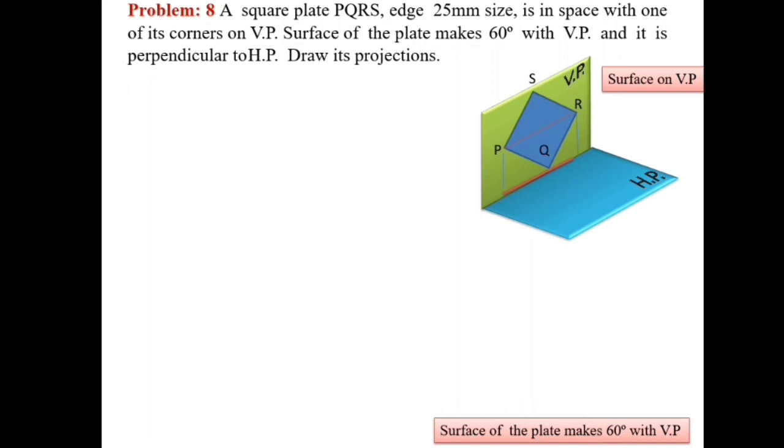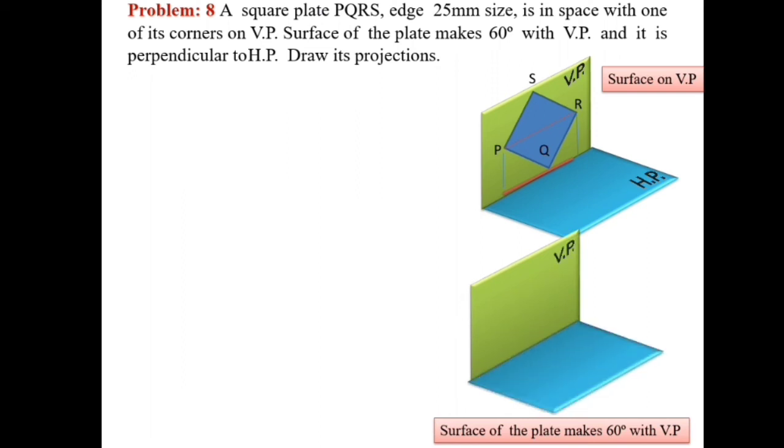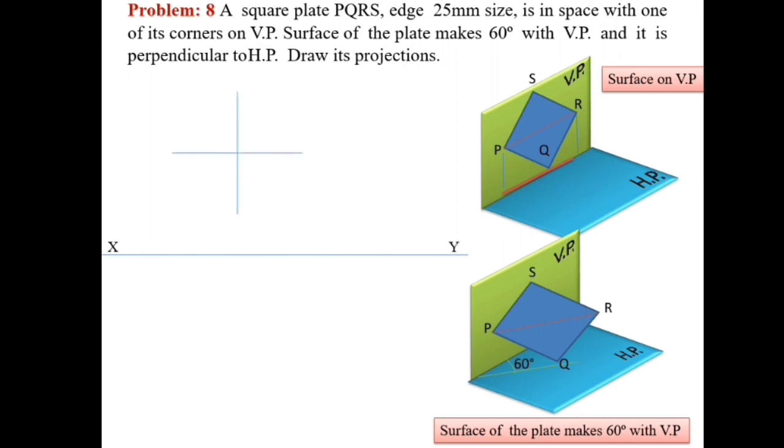And next, finally, based on the question, the surface of the plate makes 60 degrees with VP. So that is our question. You see this figure now. The surface of the lamina is inclined 60 degrees with the VP plane. So it has some inclination with the VP. That is 60 degrees now. So first you draw the initial position. In the initial position you assume that the surface is parallel to VP, and that will be drawn. On the XY reference line, you draw a square.